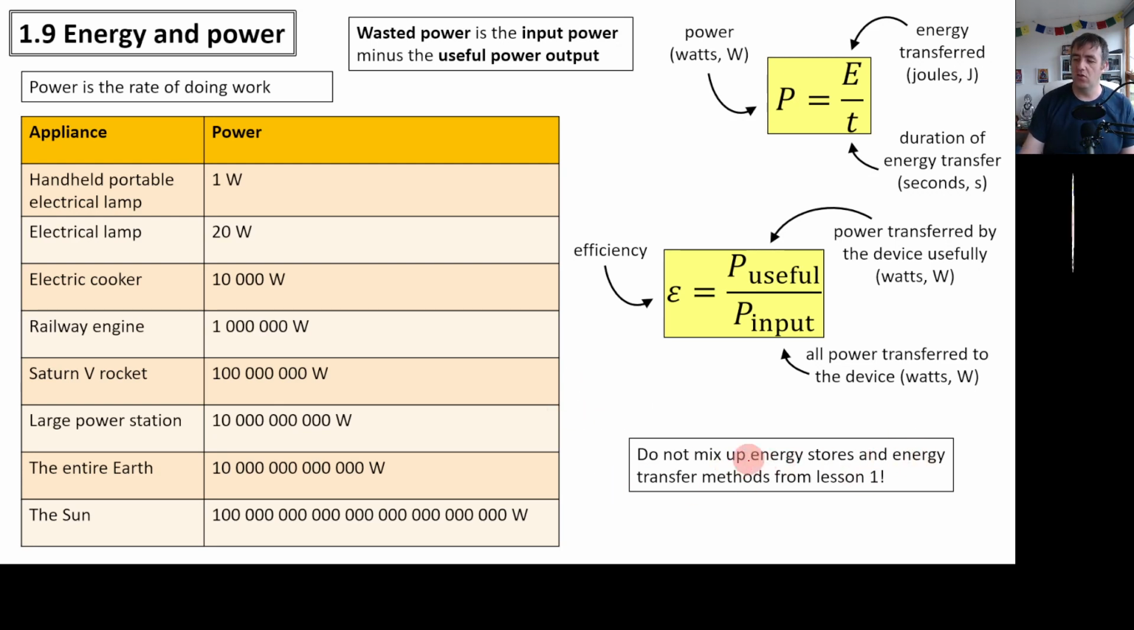Don't mix up energy stores and energy transfer methods. Don't get the two confused. Keep them separate. These are the 5 stores. These are the 4 transfer methods. Yes, there are more. Let's just start with those.